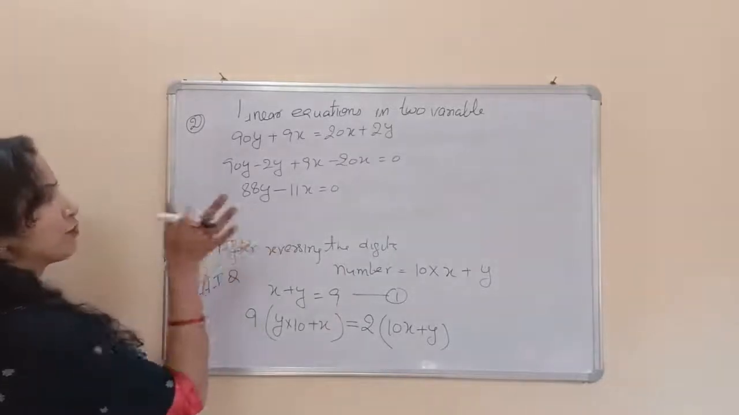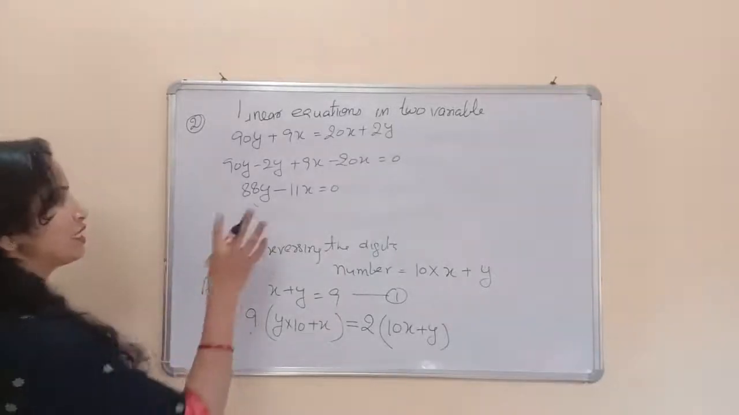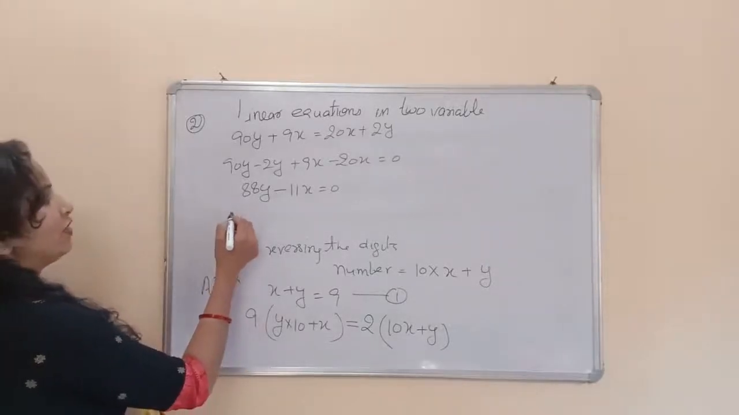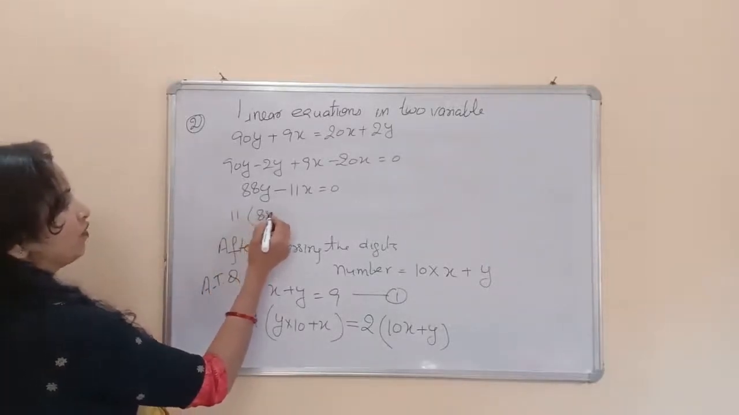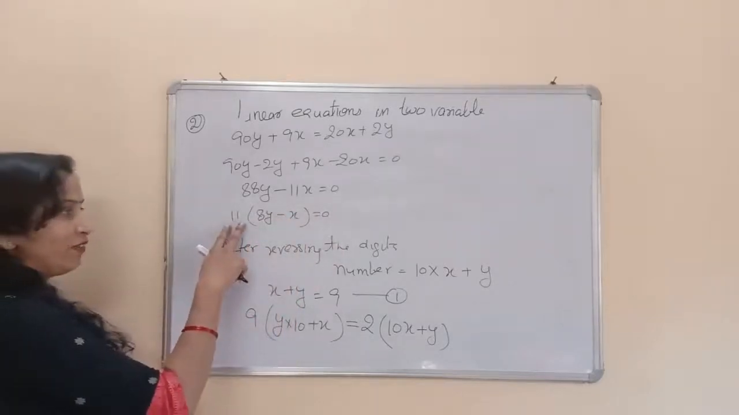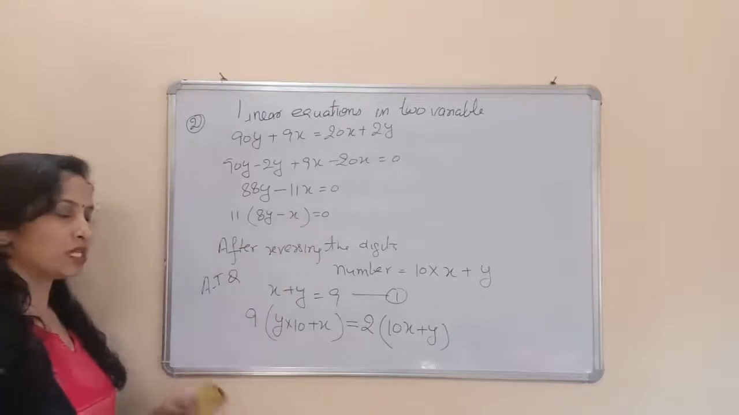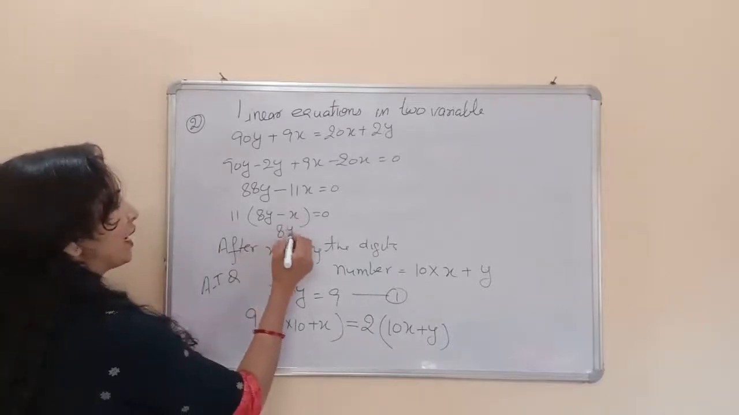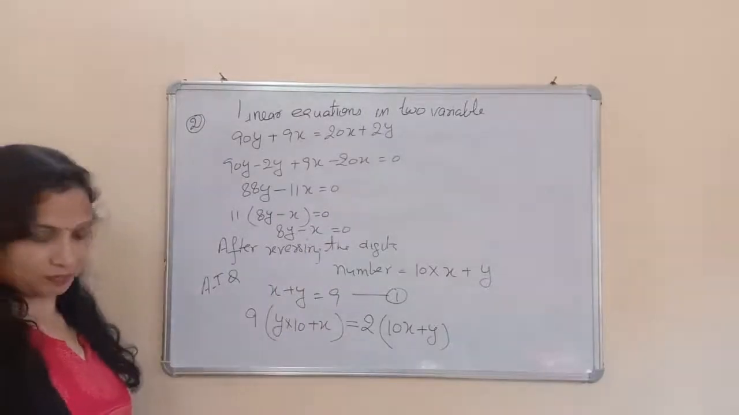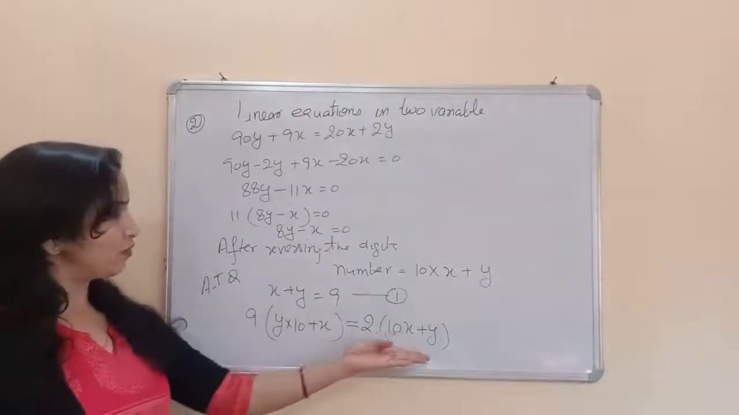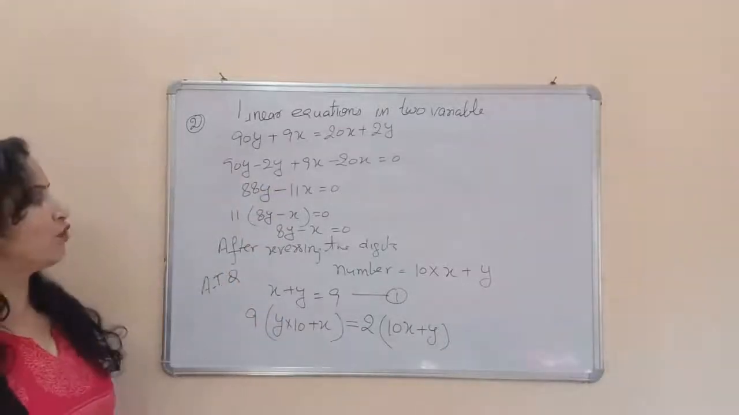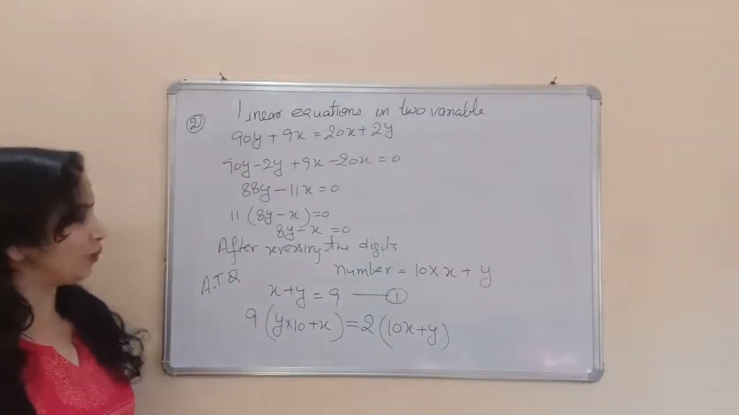Now this equation is divisible by 11. So we can simplify this equation by dividing it by 11. Or we can say that by taking 11 as a common, we can also simplify the equation. Now when you take 11 to the other side of 0, it will become 0. So the equation is 8y minus x is equal to 0. This is the second equation. So we can simplify the second equation like this. Now we are going to solve the equations by using the elimination method.